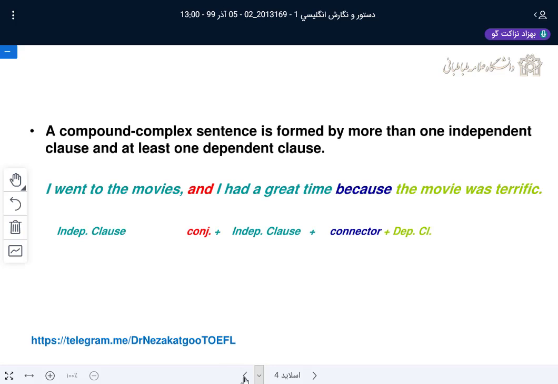The other type of sentence is a compound-complex sentence. Here we need at least one independent clause and one or more dependent clauses. Okay, so here: I went to the movies, comma, and I had a great time. So this is one independent clause. Then we see a dependent clause which has been embedded in this one. So by nature, this is a complex sentence.